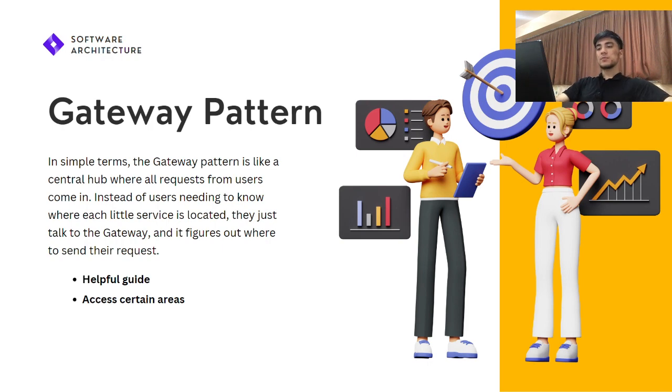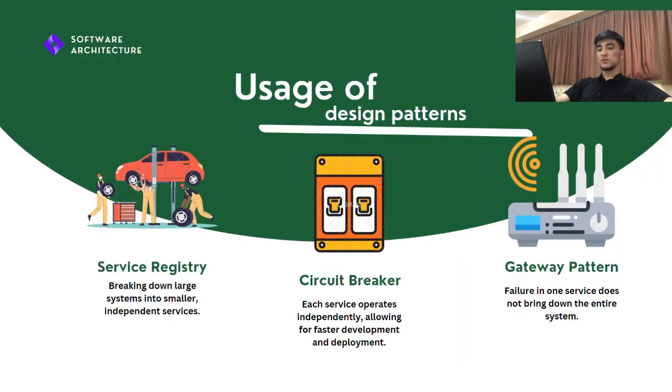So we have talked about cool design patterns that make it all work smoothly, like the digital address book, like the service registry, or circuit breaker. Now we'll go to the next part. We'll explore how companies put these design patterns in action, what challenges they face, and what tricks they've learned along the way. So first we'll start with the service registry.